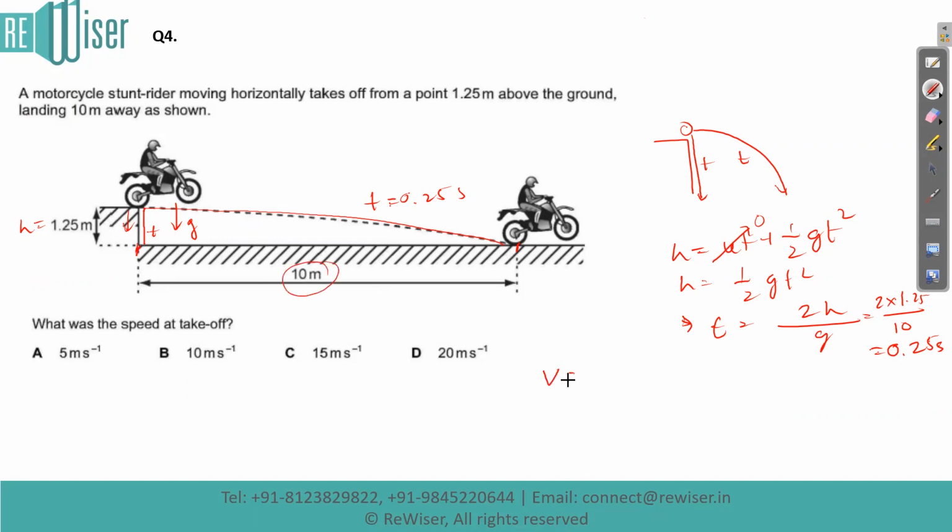So the initial velocity horizontally will be 10 divided by 0.25, that means displacement by time. So we get 20 meters per second. So V initially, V is in this direction, V is 20 meters per second. So the takeoff speed is 20 meters per second. So this is the correct answer. Thank you.